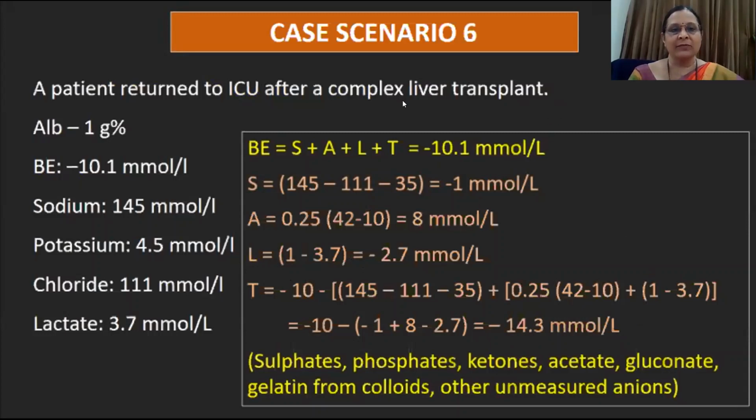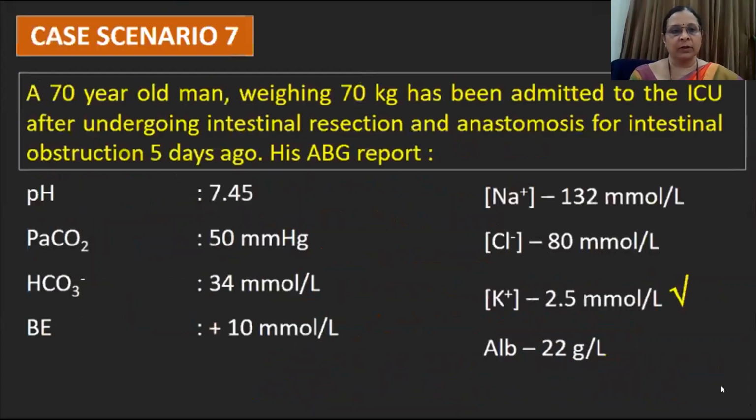So the base excess that we find, minus 10 millimoles per liter, majority is coming from the other ions, minus 14.3 millimoles per liter, with some protective effect of albumin as we had in the other case also, okay? So these could be sulfates, phosphates, ketones, acetone, gluconate, whatever. So you have to look for that, okay? You're right, okay? The last one that I just wanted to tell you.